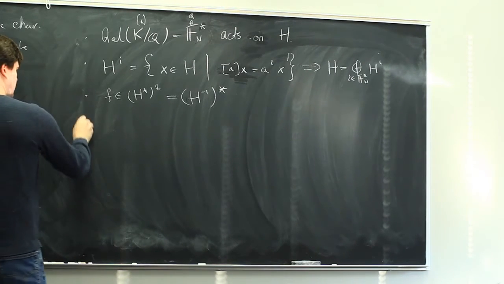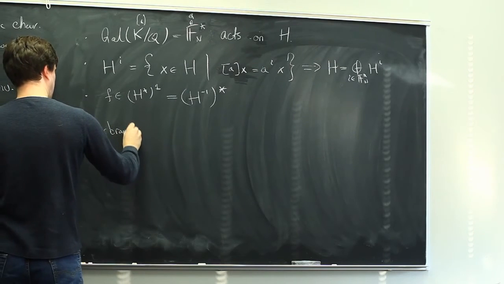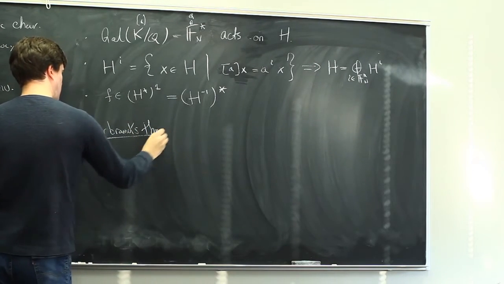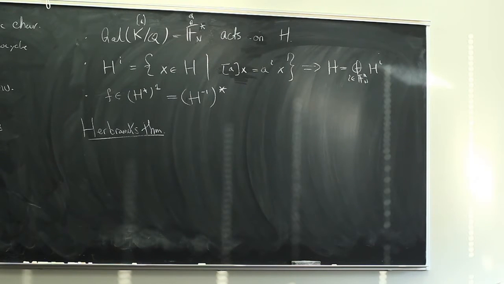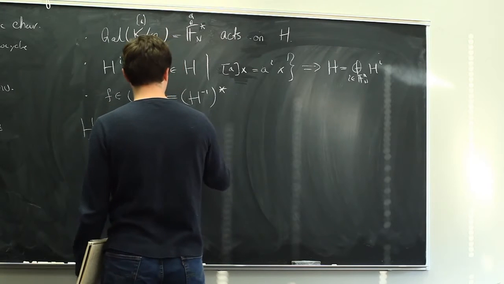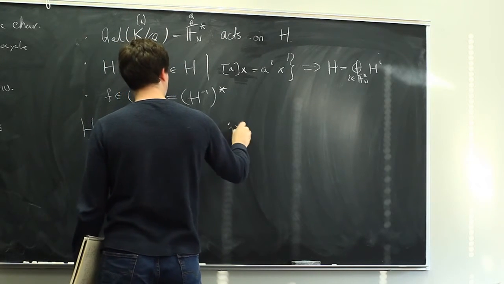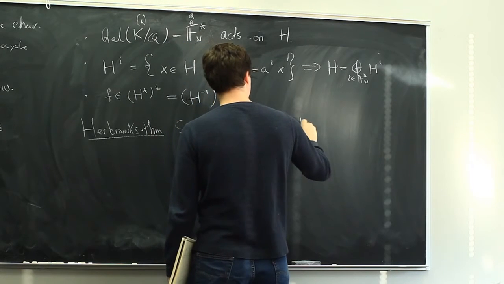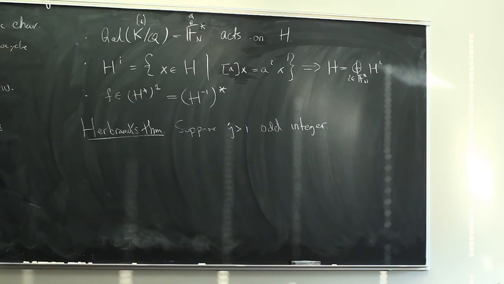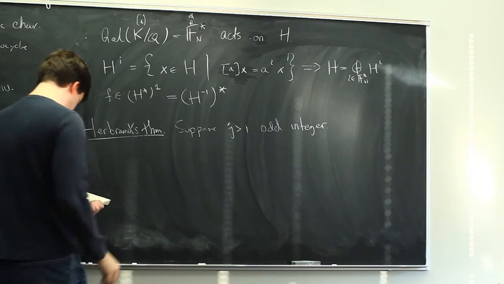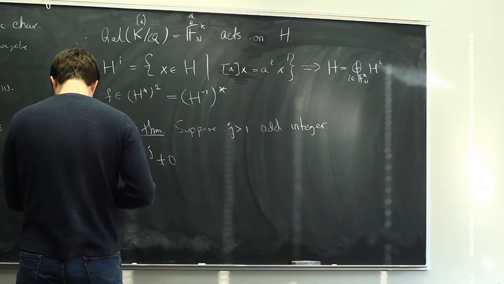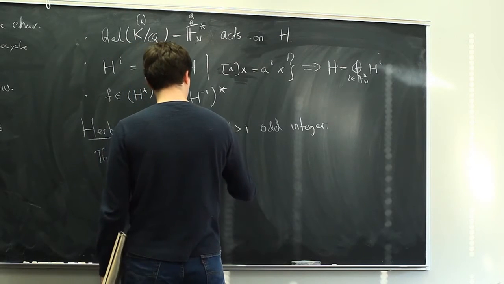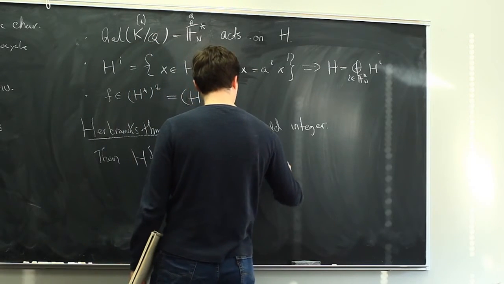And now we need to use Herbrand's theorem. So this is just a theorem in algebraic number theory. It tells you something about these H's. And so the exact statement is the following. At least this is a part of it. Suppose that j is an odd integer greater than 1. Then the jth piece of H is non-zero only if n divides the Bernoulli number B_{n-j}.